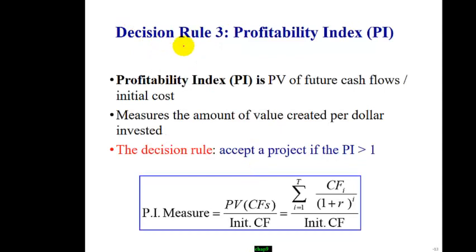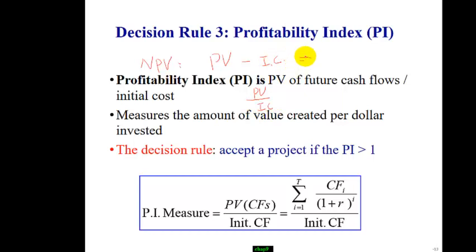The third decision rule I'm going to talk about is the Profitability Index, in short, PI. This one is close to the NPV decision rule we mentioned. In the NPV, we use the PV of future cash flow, subtract initial cost. In the Profitability Index, we use the PV of future cash flow divided by initial cost.